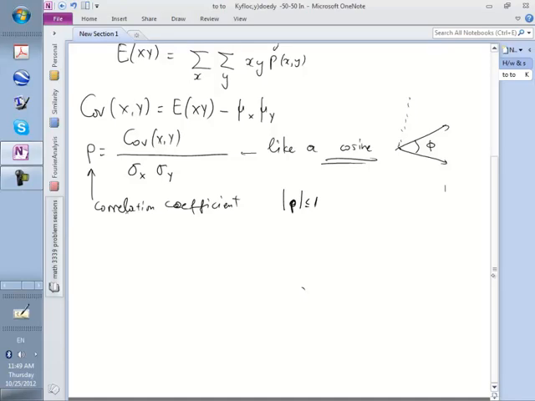Yes. 0 on the other side. 0 on the left-hand side. Yes, those ones. Now I need to make one more point here.